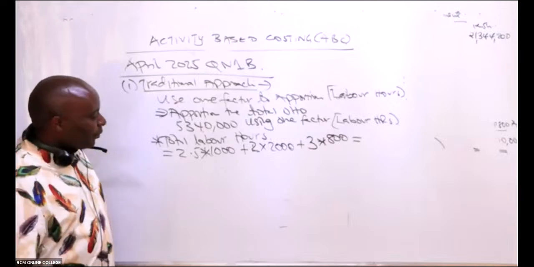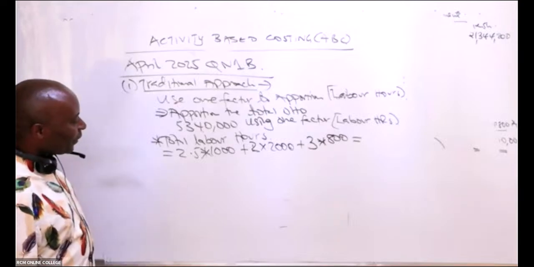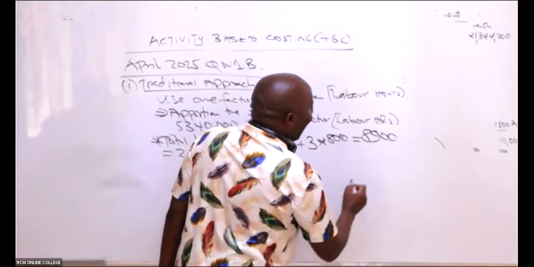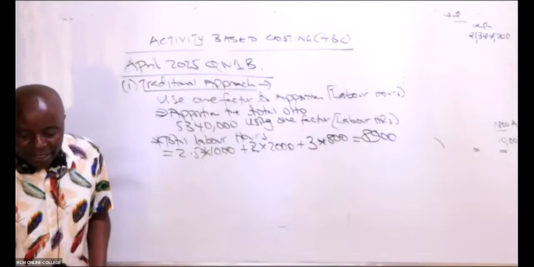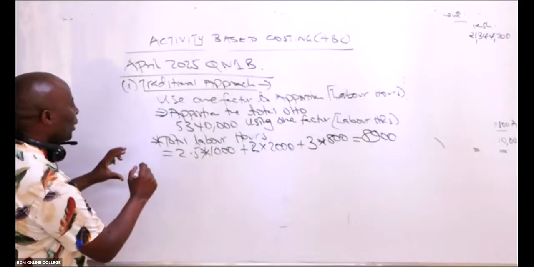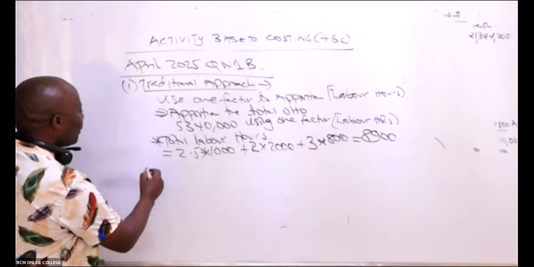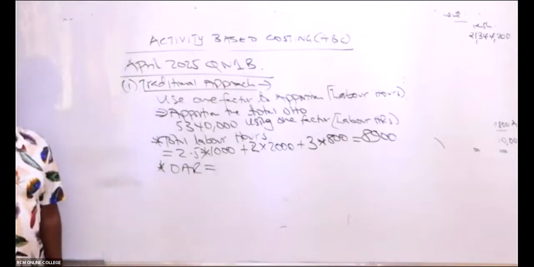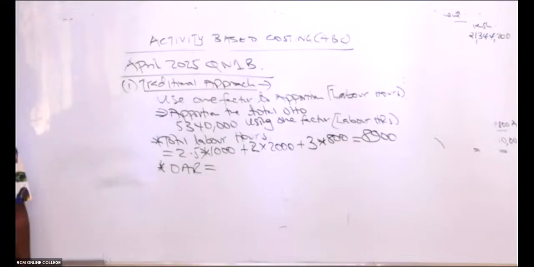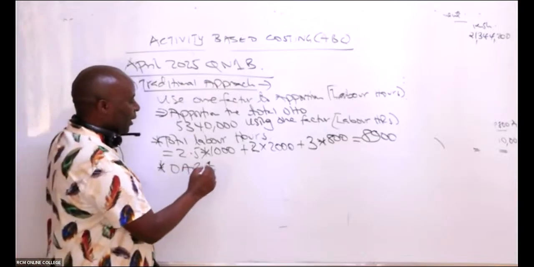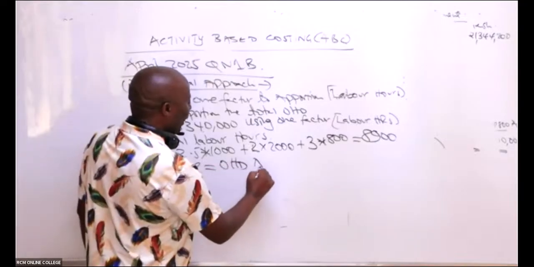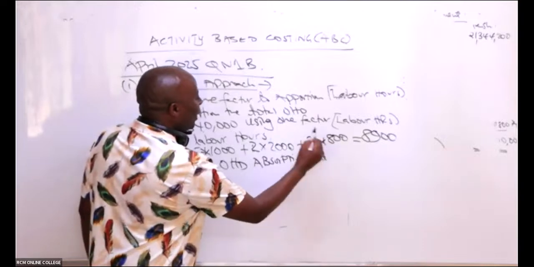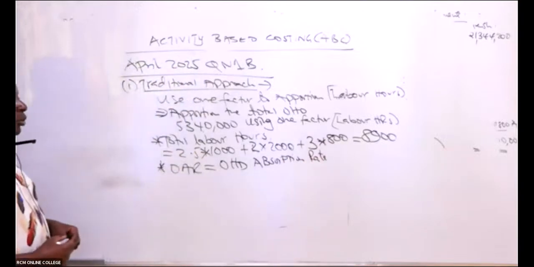Is there somebody with 1,000 something? 8,900, isn't it? Now, once I get these 8,900 hours, the second step is for me to calculate the metric for absorption. The second step, come here and they give me OAR, overhead absorption rate. You can write this in full, overhead absorption rate.